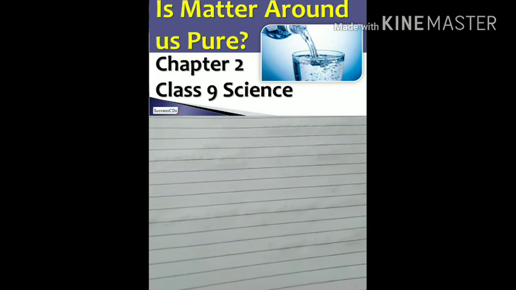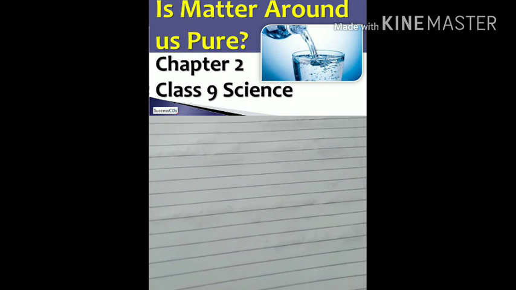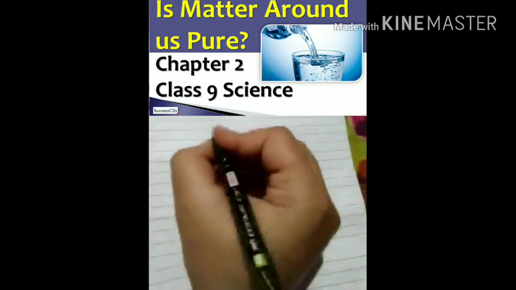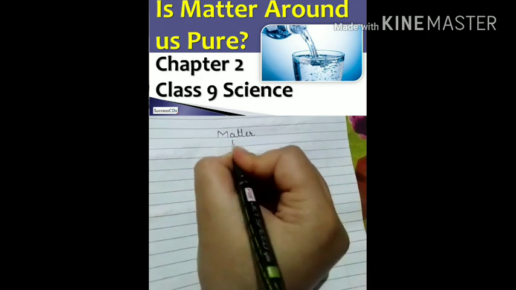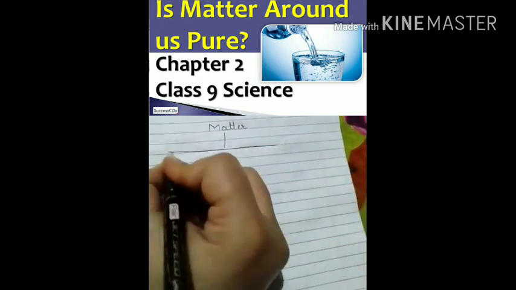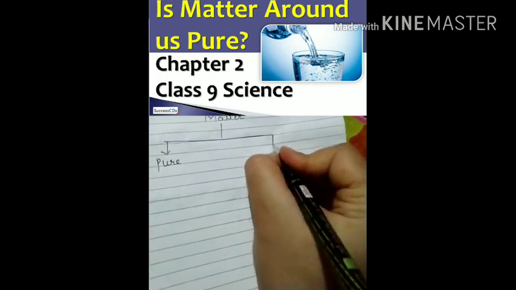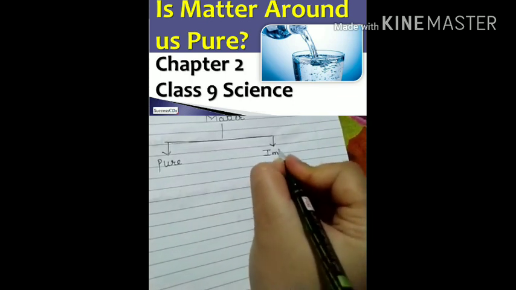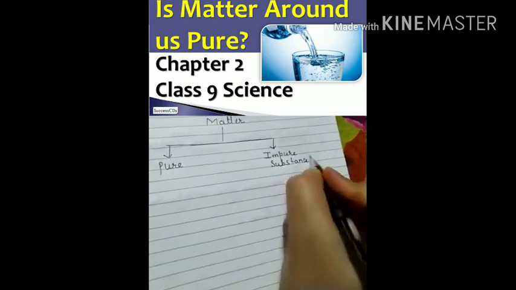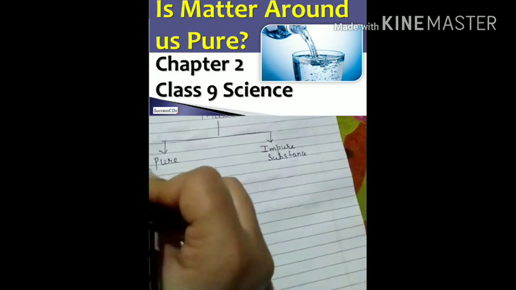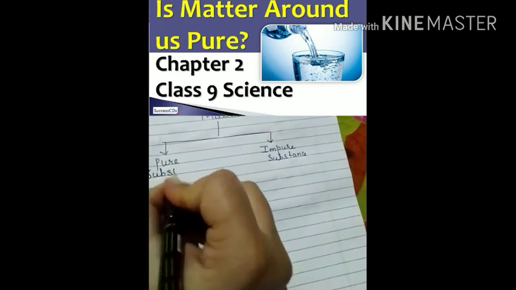Hello everyone. We are going to start our next lesson, that is, Is Matter Around Us Pure? We'll talk about matter and we'll classify matter on the basis of purity and impurity. Matter is classified into two categories: pure substances and impure substances. We will classify matter on the basis of purity.